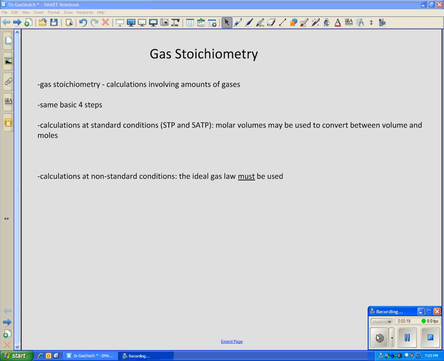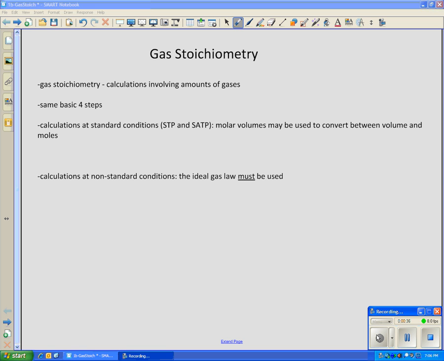The first was writing a balanced equation. Second, calculate the moles of your given substance. Third, use the mole ratio to calculate moles of your unknown substance. And lastly, calculate the amount that you need.